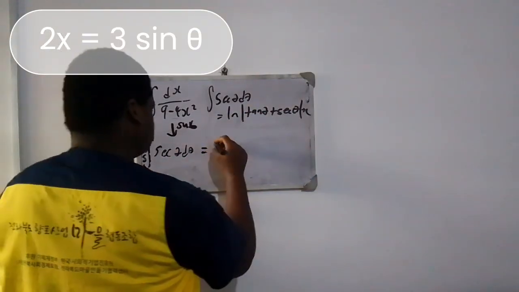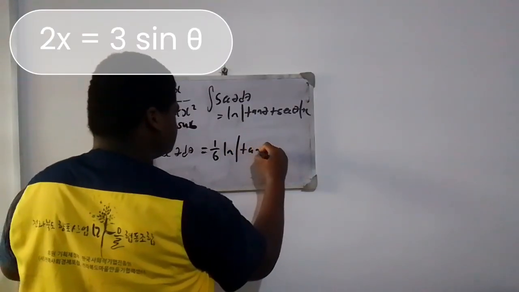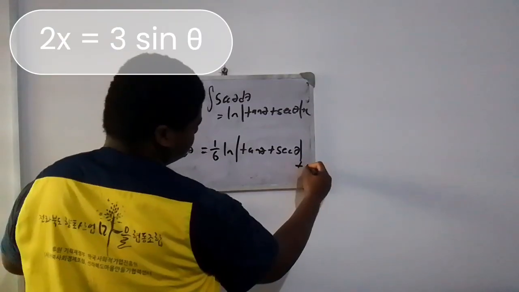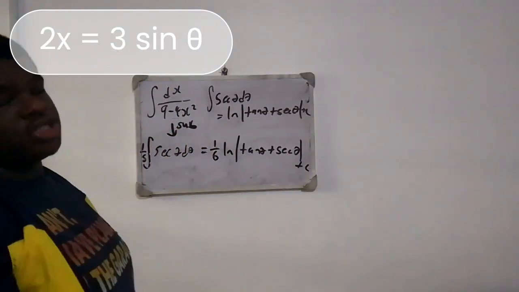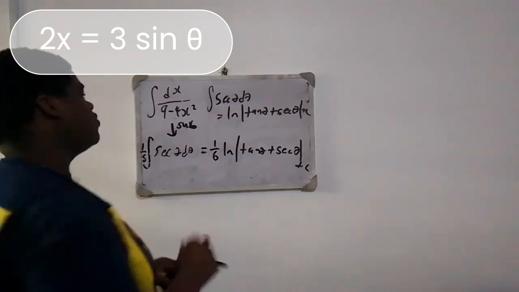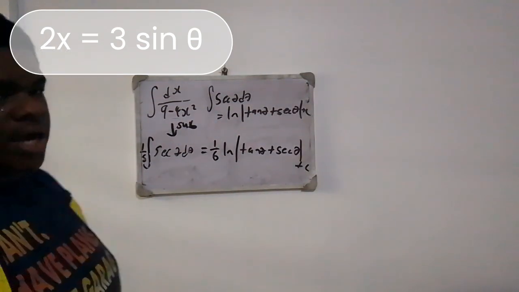So this is now going to be equal to 1 over 6 times the natural log of the absolute value of tan theta plus sec theta plus c. Don't forget your constant of integration. So these are almost our final answer. Remember, we started off with x, but here we have theta. So we need to substitute back.